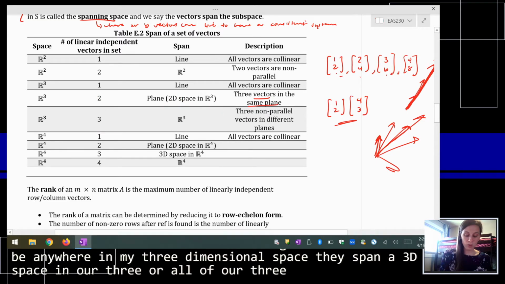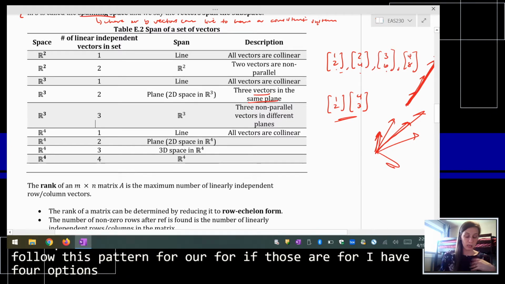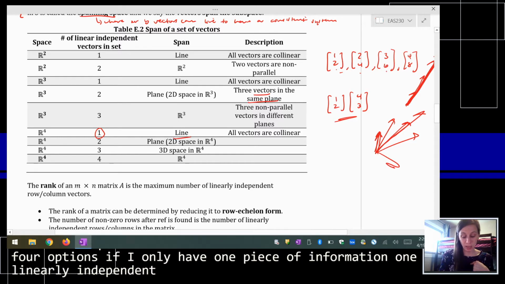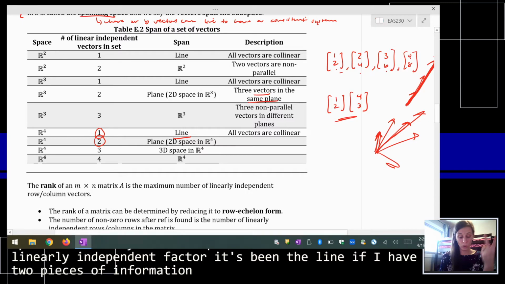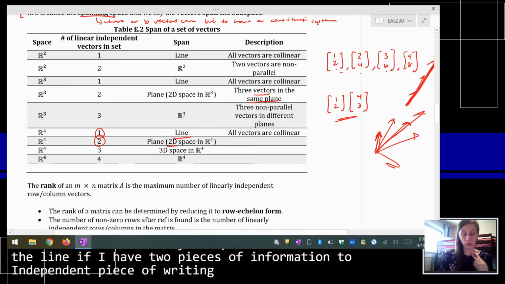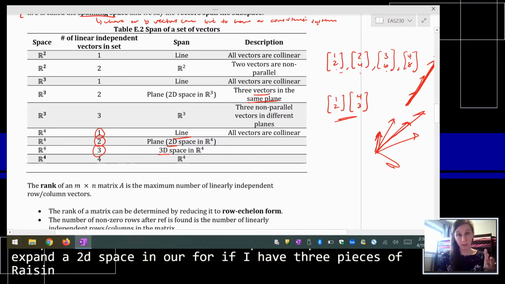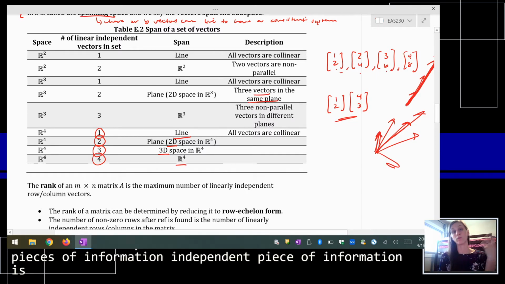We can follow this pattern for R4. If there's R4, I have 4 options. If I only have 1 piece of information, 1 linearly independent vector, it spans a line. If I have 2 independent pieces of information, it spans a 2D space in R4. If I have 3 pieces of information, it spans a 3D space in R4. And if I have 4 independent pieces of information, it spans all of R4, or a 4D space in R4.